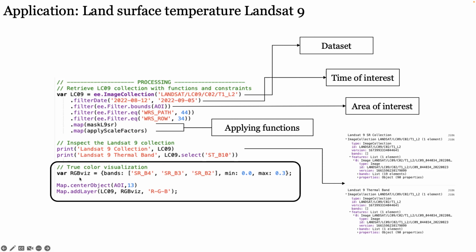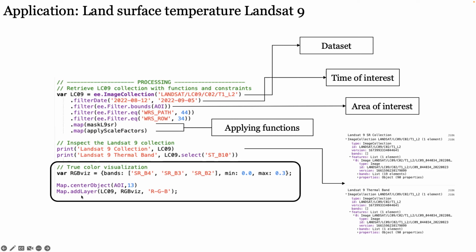To do that, the first thing we need to do is declare a visualization parameter. Here, the parameter includes a color palette as well as a threshold. The color palette here is pretty simple. It's the combination of red band, green band, and blue band. And then once we've done that, the center object here means that we're setting the map view at our area of interest with a zoom level of 13.